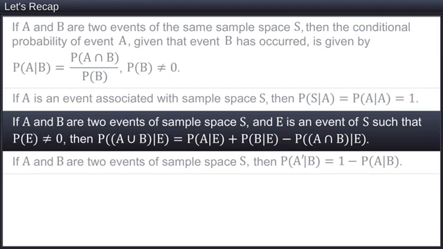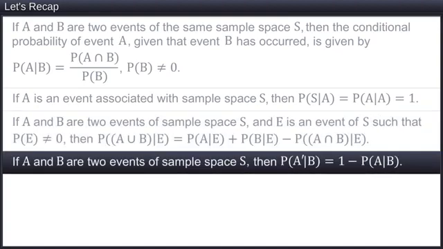If A and B are two events of sample space S, and E is an event of S such that the probability of E is not equal to 0, then the probability of A union B given E is equal to the probability of A given E plus the probability of B given E minus the probability of A intersection B given E. If A and B are two events of sample space S, then the probability of A complement given B is equal to 1 minus the probability of A given B.